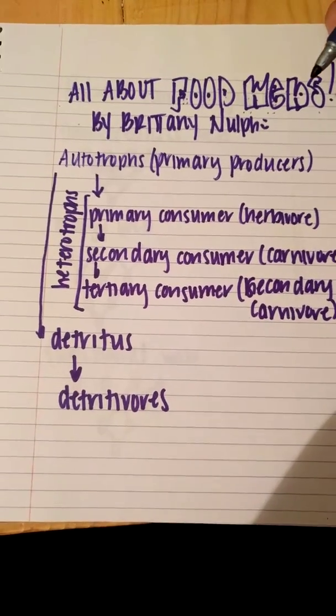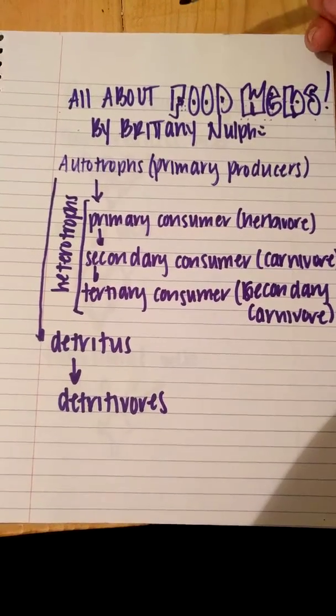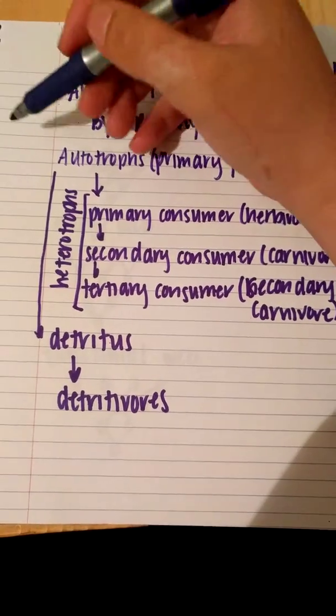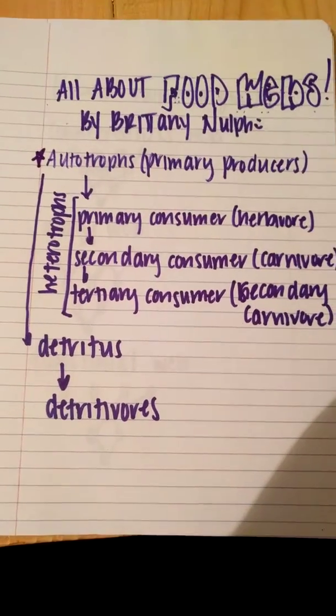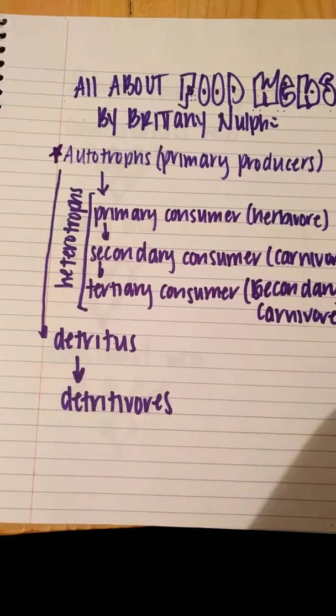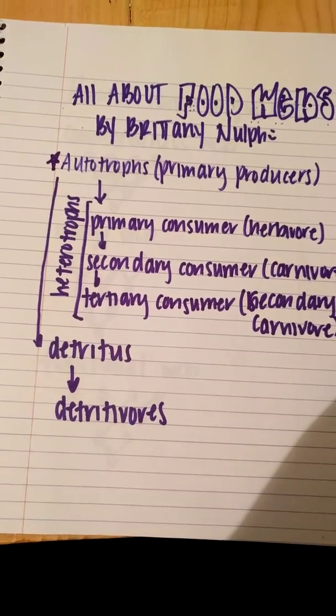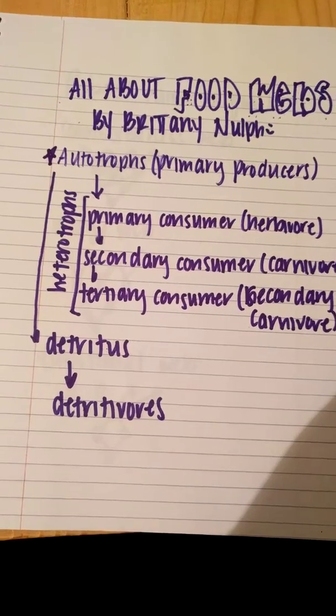Let's get started. The first step to understanding the food webs begins with understanding the levels of the food chain, and this begins with the autotrophs. These are the primary producers. These organisms harvest light or chemical energy and store that energy in carbon compounds.